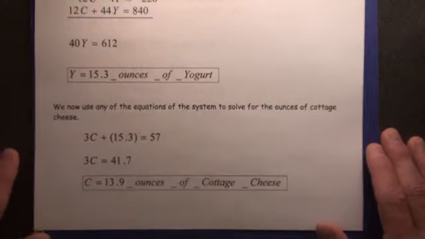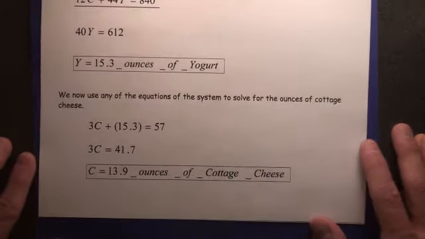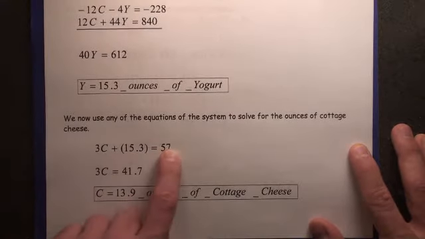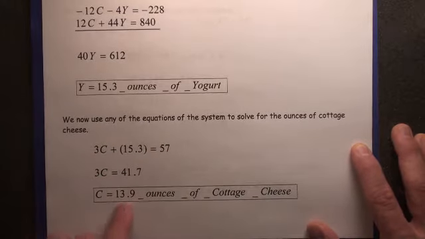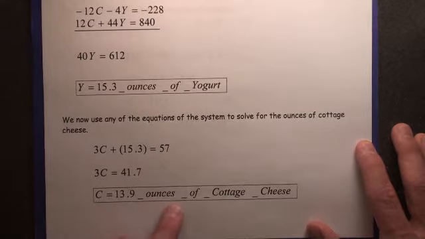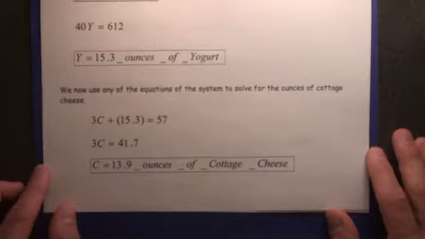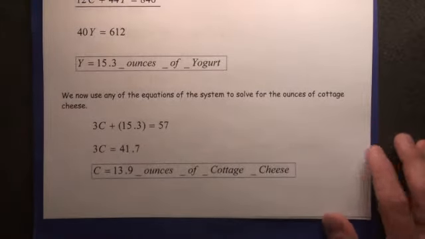Now we use any of the equations of the system to solve for the ounces of cottage cheese. So we go back to the original, the easiest one, which was 3c plus y equals 57. Subtract 15.3 on both sides, divide by 3. We get c is 13.9, so therefore we're going to use 13.9 ounces of cottage cheese to reach the goal of 57 grams of protein and 840 milligrams of calcium.